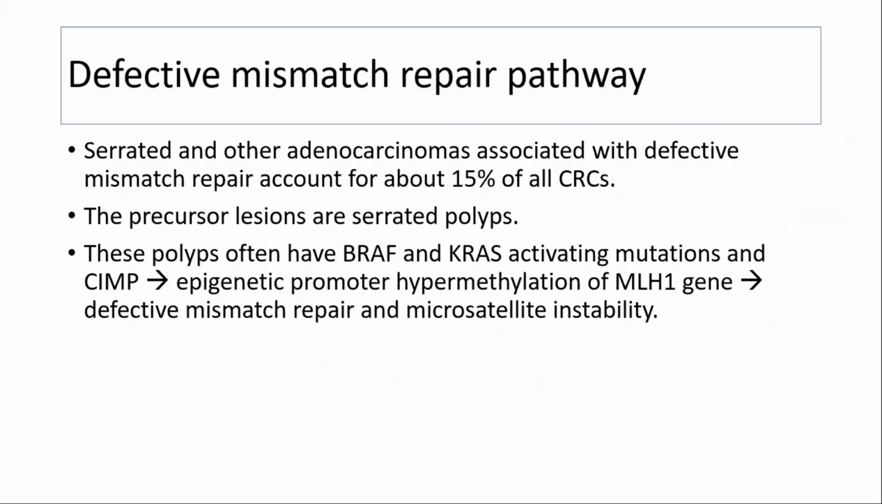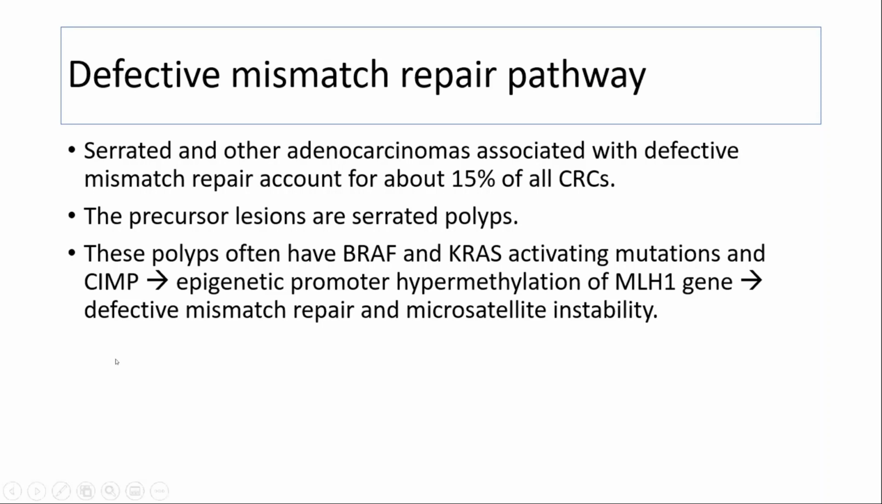Okay. But now, for the past 10 years, this serrated pathway has been shed light on. There has been more focus on this, and it has been found that this serrated and defective mismatch repair pathway accounts for about 15 to 20% of all CRC, colorectal carcinoma. And of course, in this lesion, the precursor is the serrated polyps. It is more common in the right colon, because SSA is usually found on the right side.